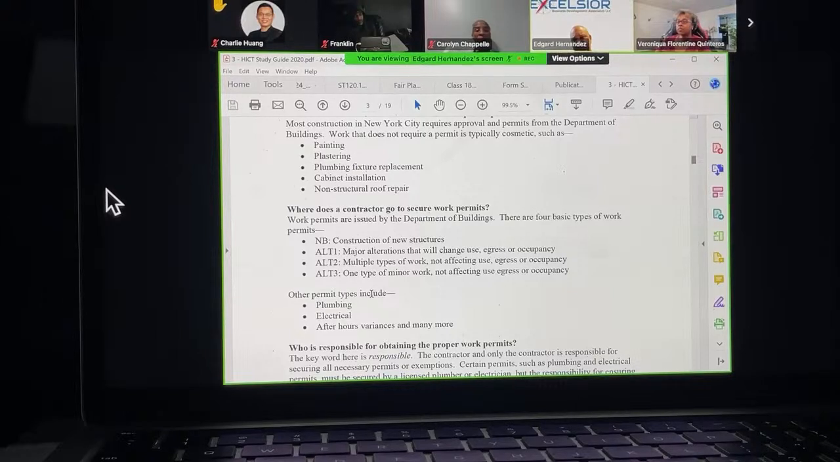Now, if it's a simple repair, you're fixing a wall, something that takes about a day or two, that's minor. But once you're going into a week or two, just get the simple permit. Don't bother, especially in buildings.